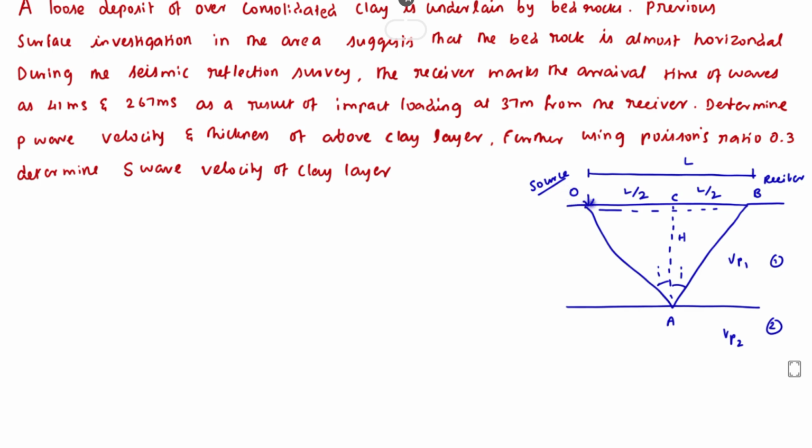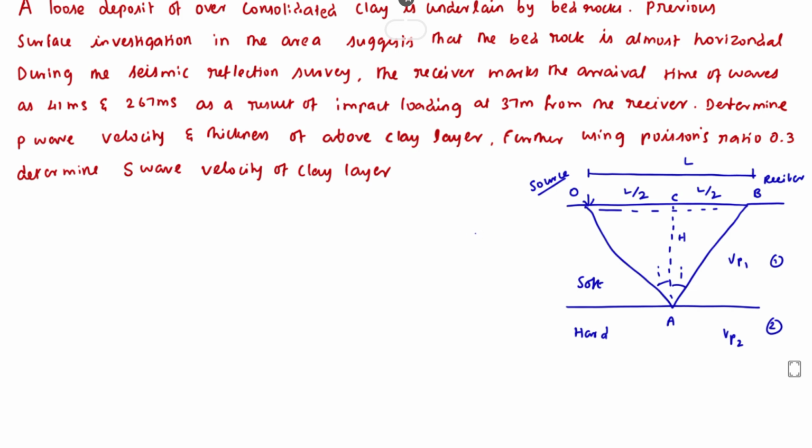The direct waves travel along the surface and reach the receiver. The shock waves also reach point A of the hard layer. Here is a soft layer and here is the hard layer. The reflected waves reach the hard layer, reflect, and are received by the receiver at a particular time. Now we can take the direct waves.